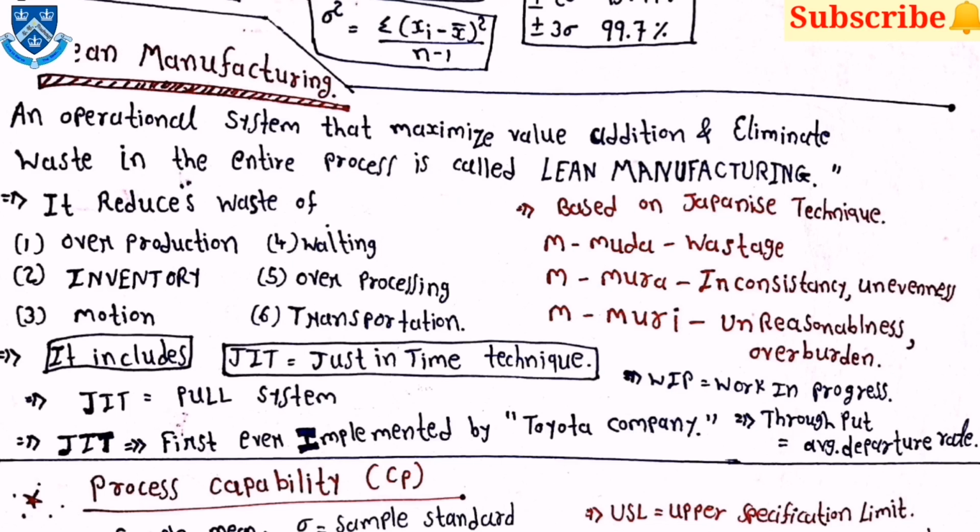Then it is based on the Japanese method, which focused on the 3M, where first M stands for Muda, which is wastage. Then second one is M for Mura, which stands for inconsistency. Then the last one is M for Muri, which is for unreasonableness or overburden. Then JIT stands for just-in-time process, which was a full system implemented first ever by Toyota company.